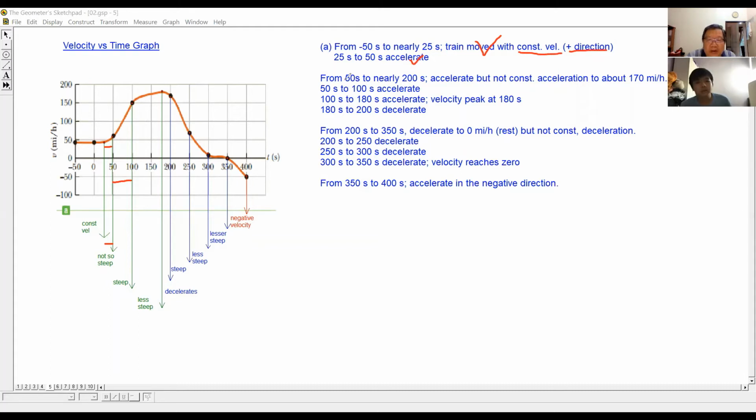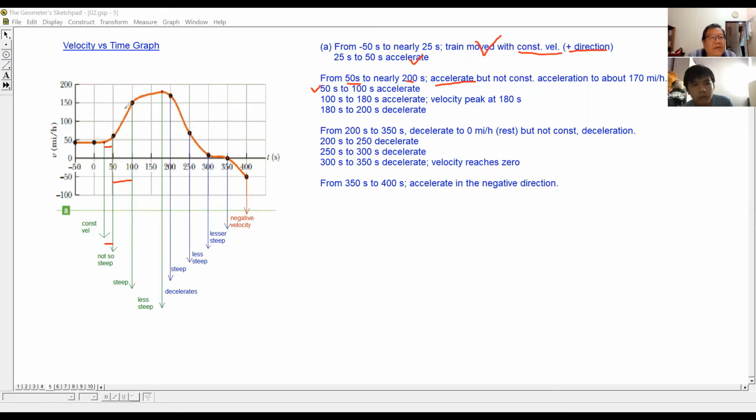So generally from 50 to 200, it is accelerating, right? You see the velocity going higher and higher. In general, it is accelerating. But in particular, for this 50 to 100, it is very steep. So I say 50 to 100, it is accelerating.